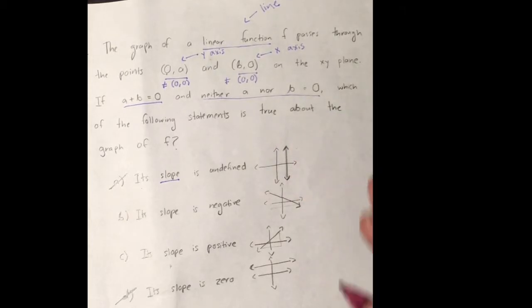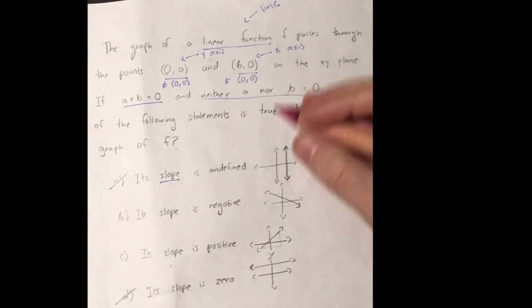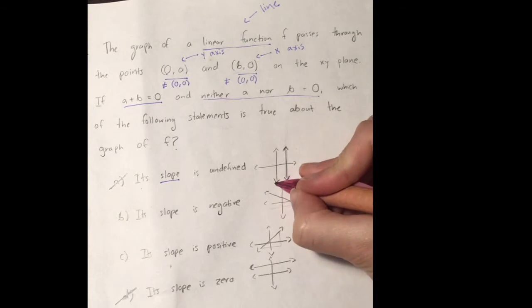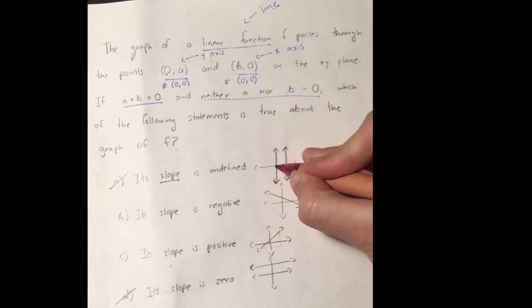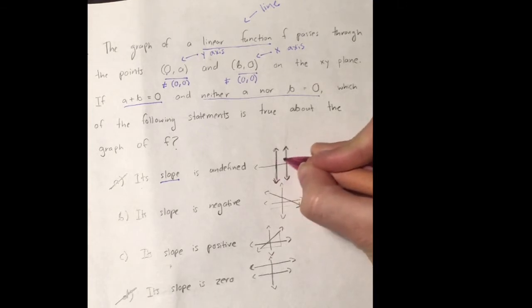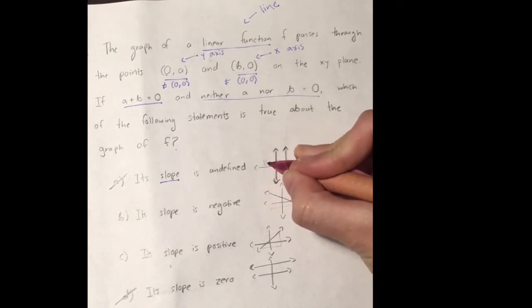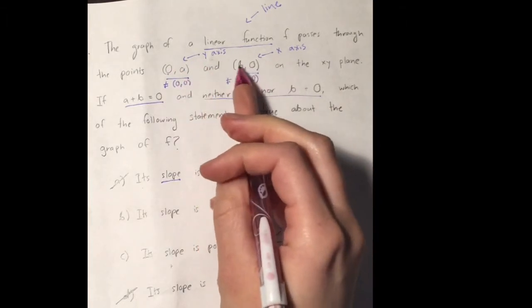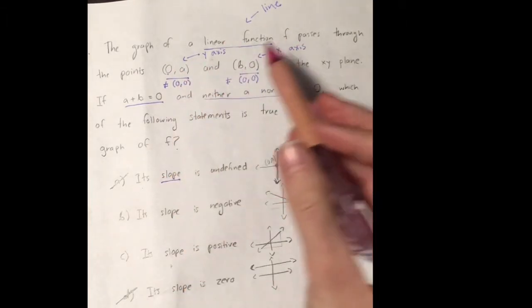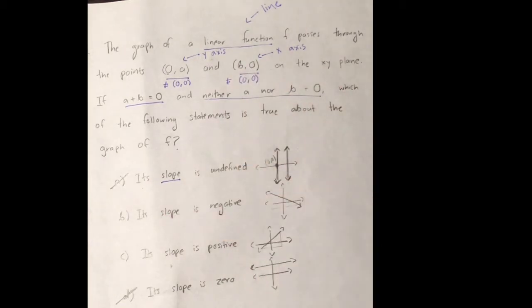The only possible way that I could have a vertical line that goes through the y-axis is if it was right on top of the y-axis. And I can see if that was true, then the only place it would pass through that x-axis would be at 0, 0. And I already know it doesn't pass through the x-axis at 0, 0. It passes through at B, wherever that is.